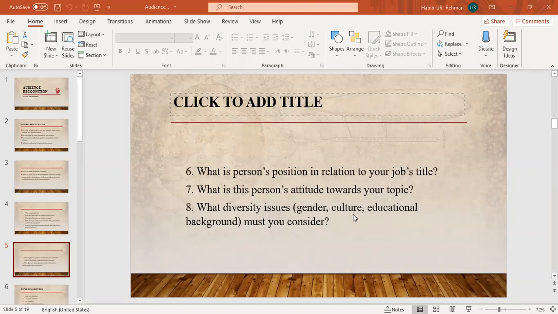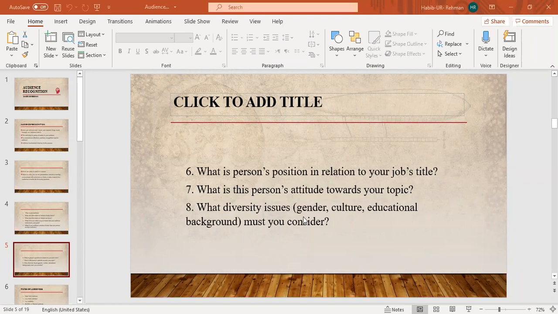You should also consider diversity issues like gender, culture, and the educational background of that receiver. For example, if a person's educational level or background is not up to the mark, or he is not well educated, you will keep that in mind when you write. You will use very basic things, simple concepts, ideas, and vocabulary in order to make your message comprehensible, because you know your receiver is not as well versed or educated. So you need to be very simple in your writing.